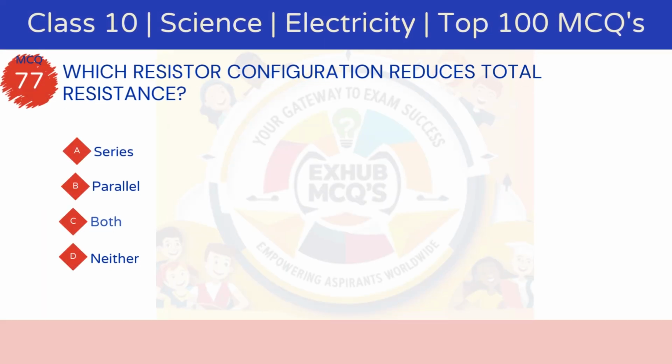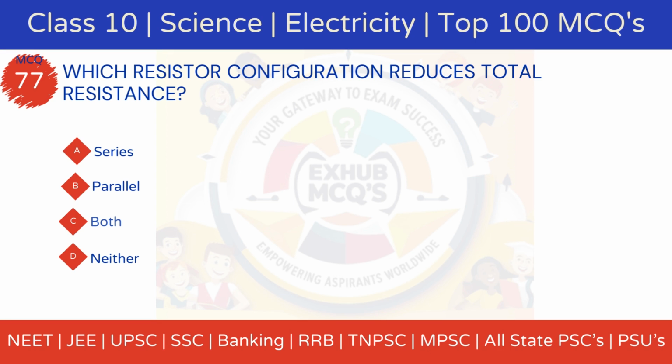MCQ 77. Which resistor configuration reduces total resistance? Option A, series. Option B, parallel. Option C, both A and B. Option D, neither A nor B.